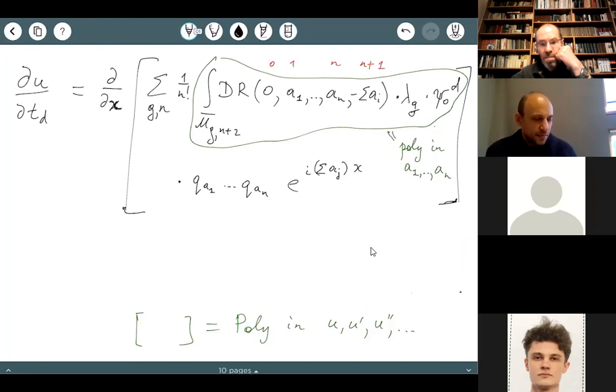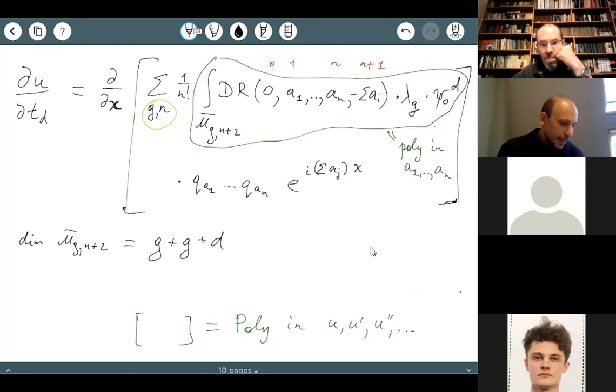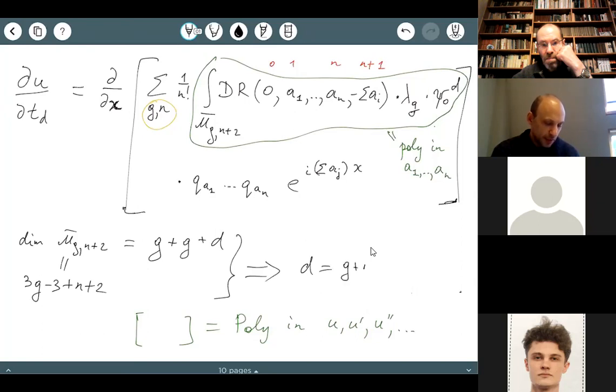So there is a sum over g and n, but actually this sum is finite. So let us compute the dimensional constraints. The dimensional constraint is that the dimension of M_{g,n+2} bar is equal to the degree of the class. And the degree of the class is, so I will write the complex degree, is g for the double ramification cycle plus another g for lambda_g plus d for the power of the psi class. And this dimension is equal to 3g minus 3 plus the number of marked points, which is n plus 2. So if I look at this equality, I see that d is equal to g plus n minus 1.